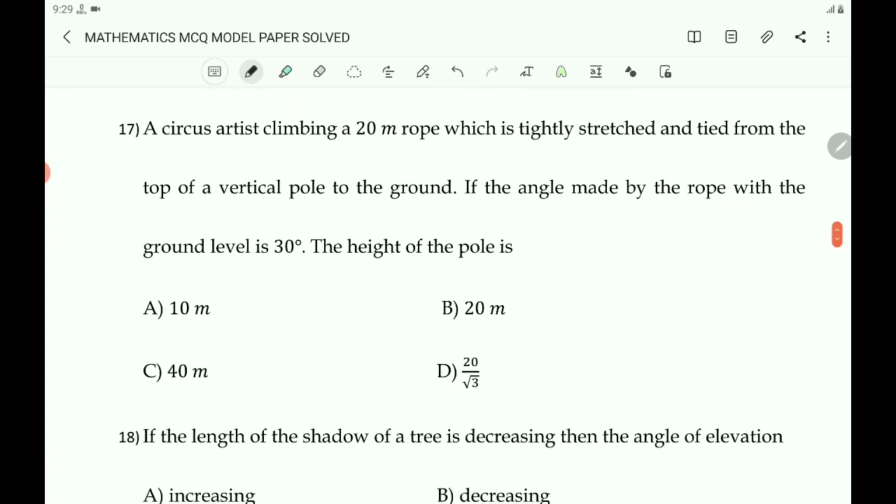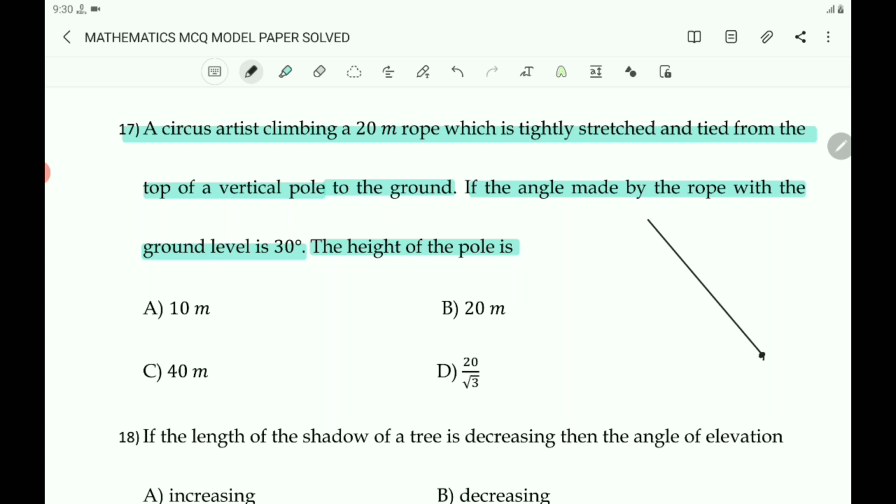Next question, 17th question. A circus artist climbing a 20-meter rope which is tightly stretched and tied from the top of a vertical pole to the ground. If the angle made by the rope with the ground level is 30 degree, the height of the pole is what? Consider a circus artist climbing a 20-meter rope. Here it is a rope, tightly stretched and tied here. Next, what do you have to find out here? The height of the pole. Here is a pole.